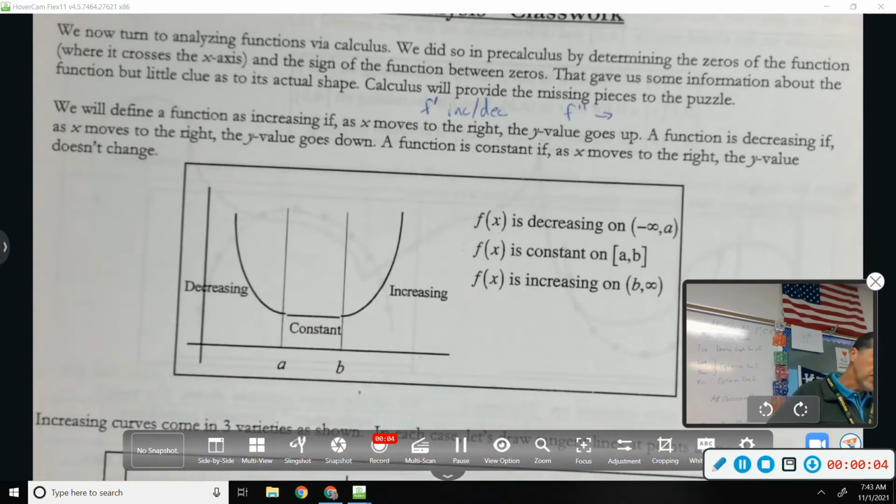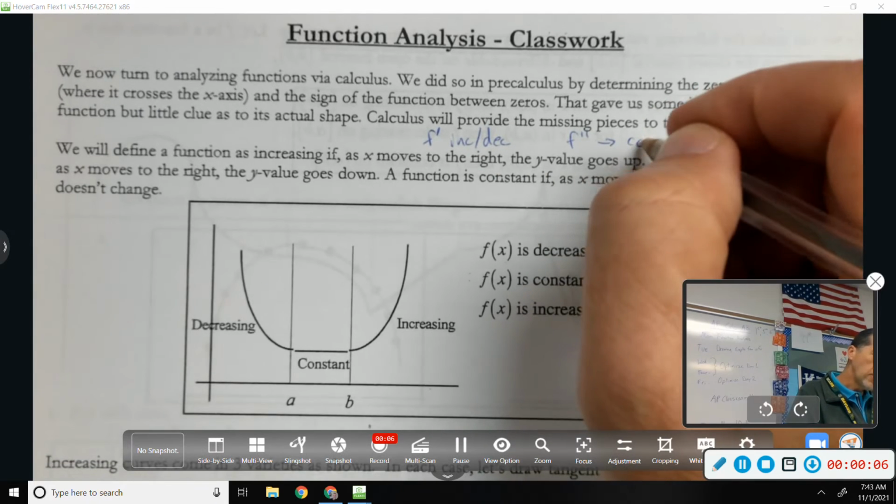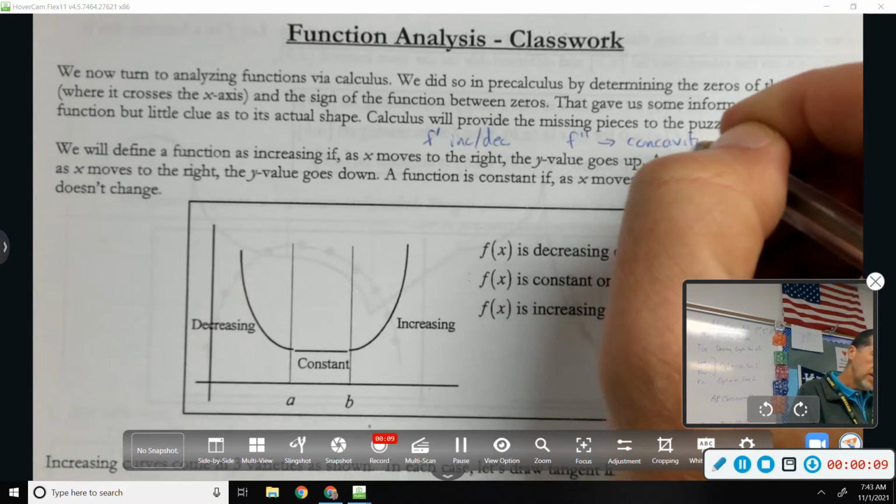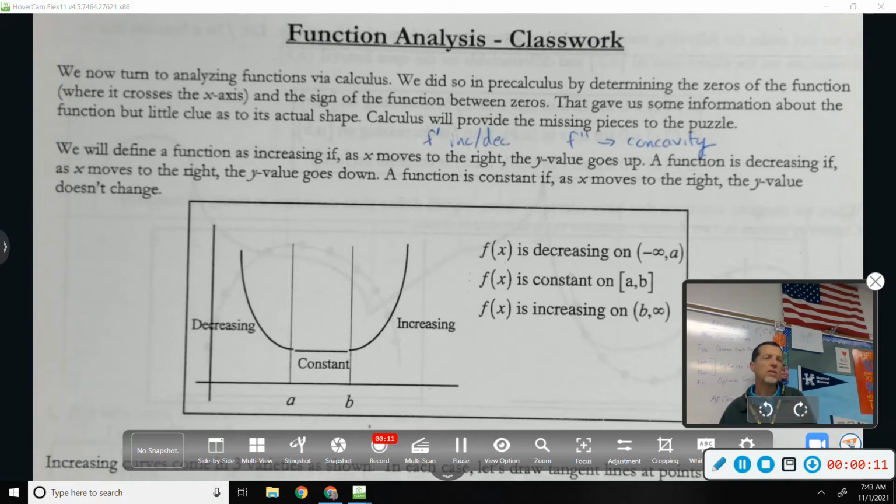So f prime tells us increasing, decreasing. F double prime tells us concave up, concave down. So that gives us a better idea of the shape of graphs.